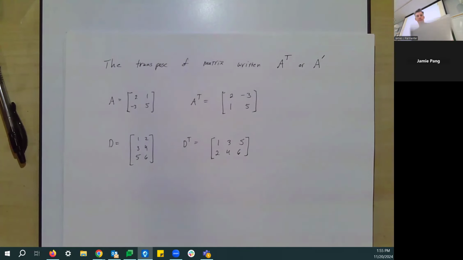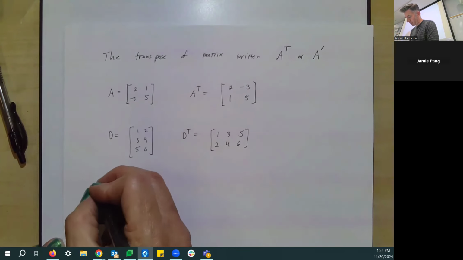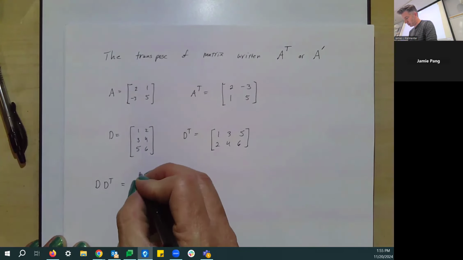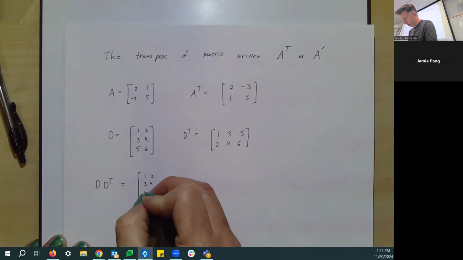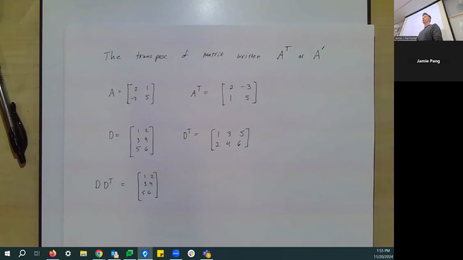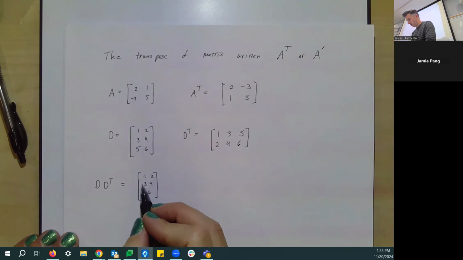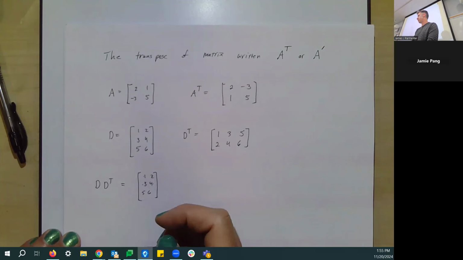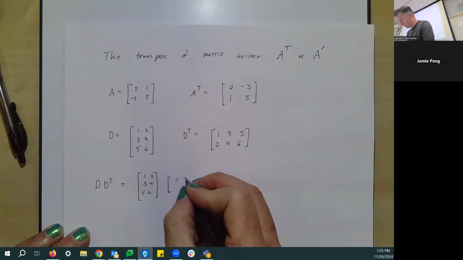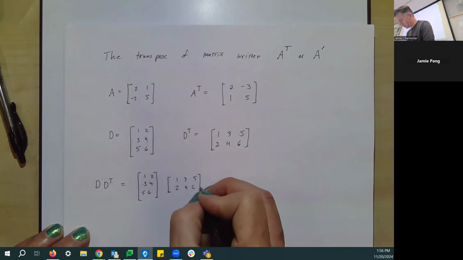What else? Sure. You can multiply a matrix by its transpose. Always, because the dimensions will always match. So D times D transpose is going to be 1, 2, 3, 4, 5, 6. Generally, when I read a matrix, I read it by rows, like I'm reading a book, left to right and then go down. So I read it as 1, 2, 3, 4, 5, 6, not 1, 3, 5, 2, 4, 6. That would be an atypical way of reading it. Times D transpose, which is 1, 3, 5, 2, 4, 6.